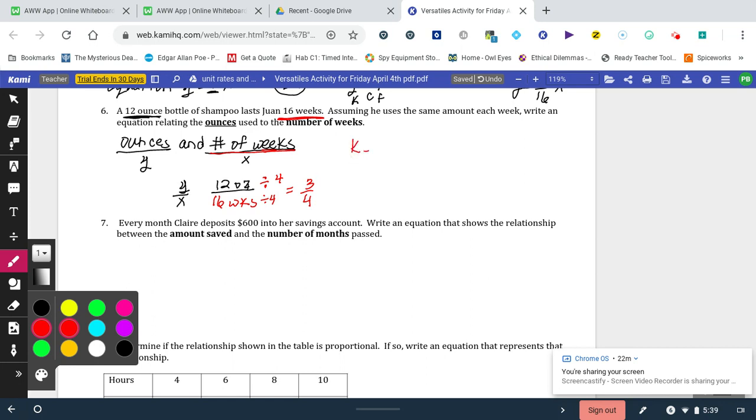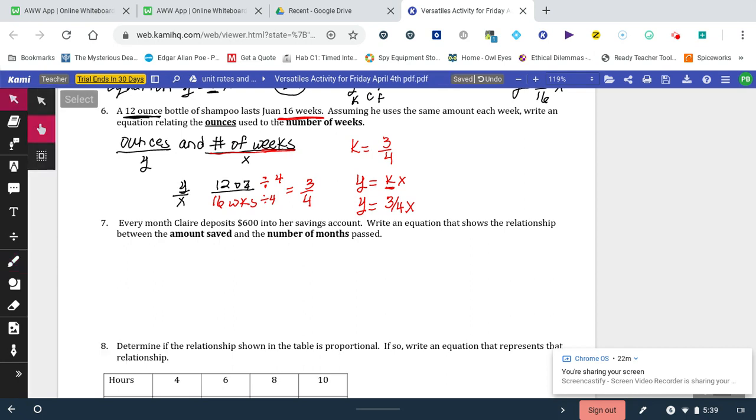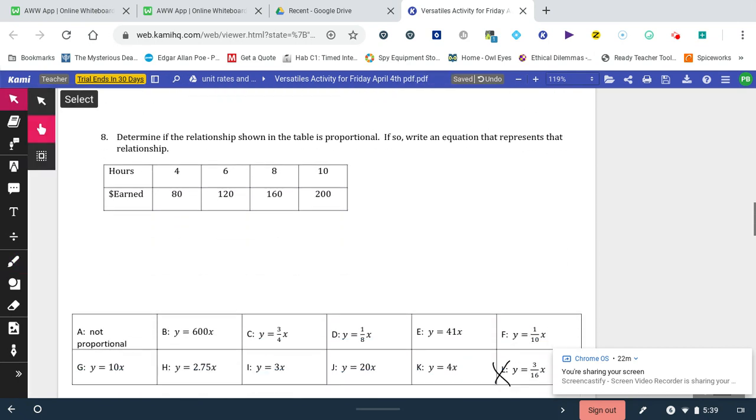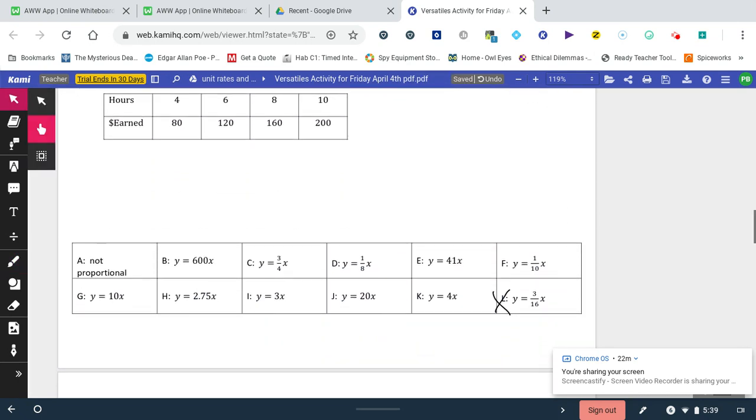k, therefore, is 3/4. And if the equation is written in the form y equals kx, then it's in the form y equals 3/4 x. So what you're going to do is just go down and see if we can find y equals 3/4 x. And if you don't, you need to flip it to a decimal, but there it is, it's C.